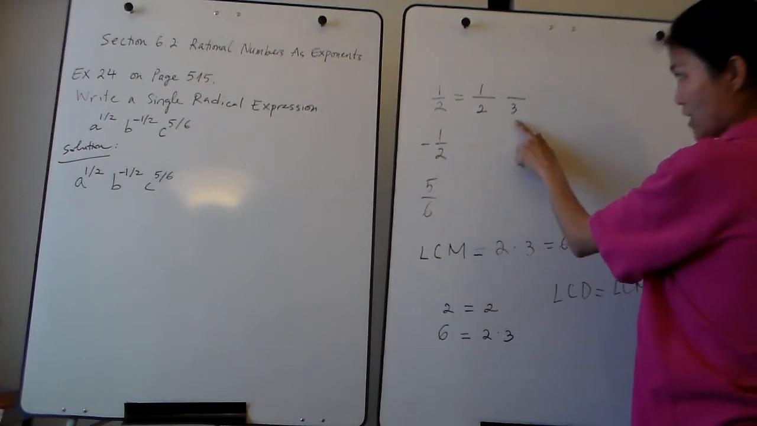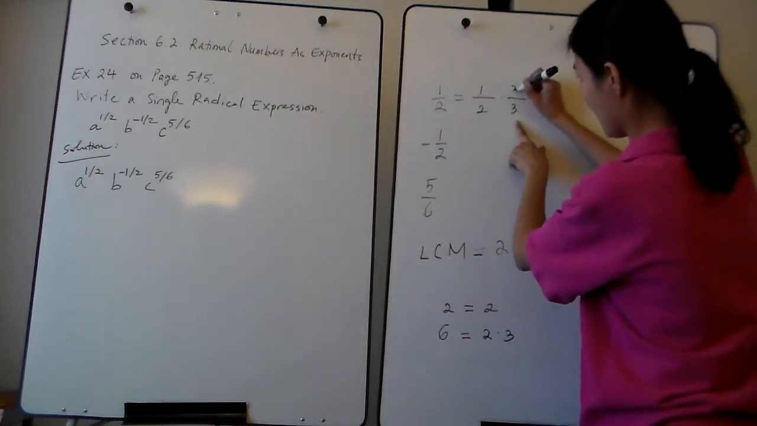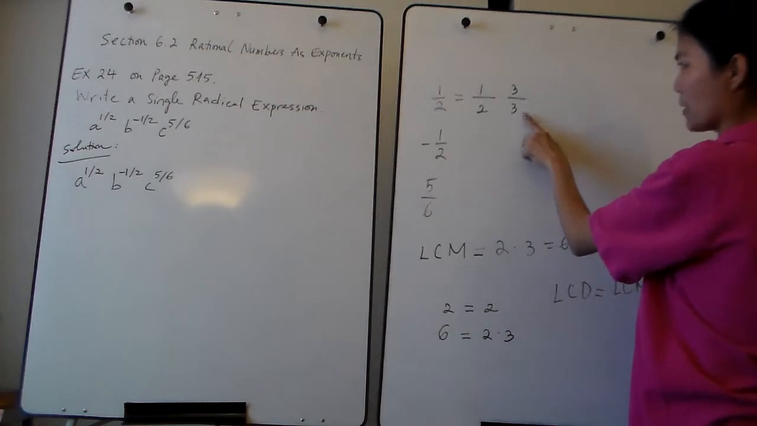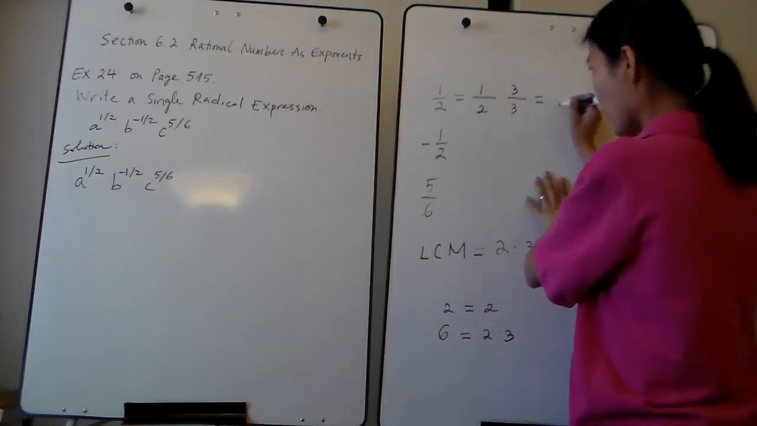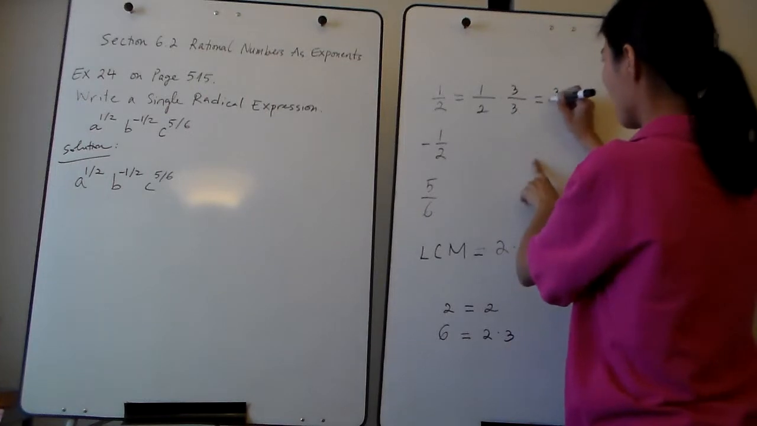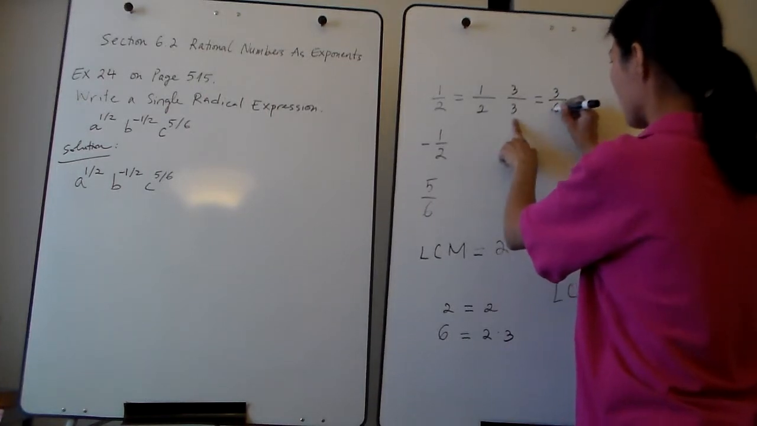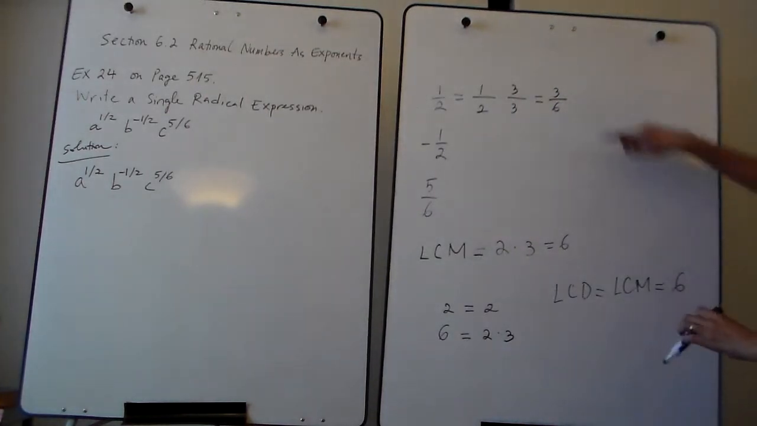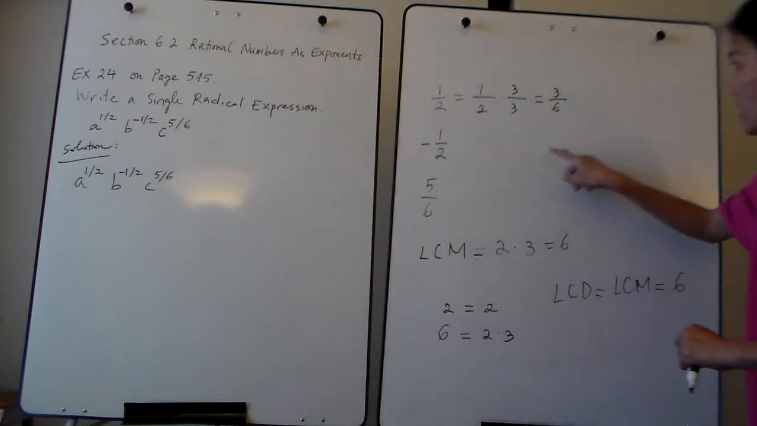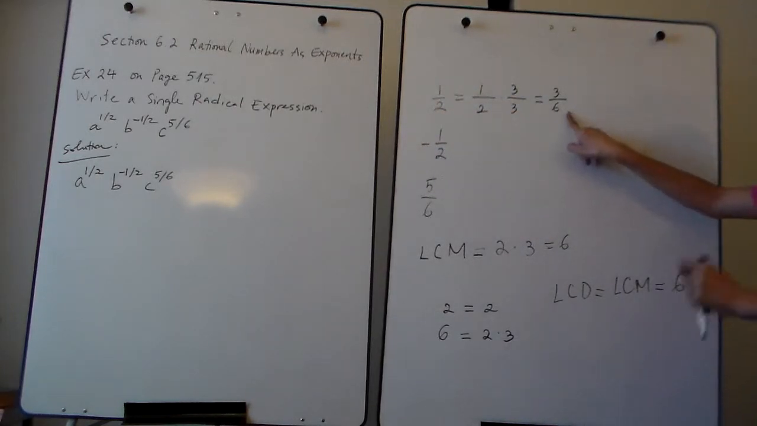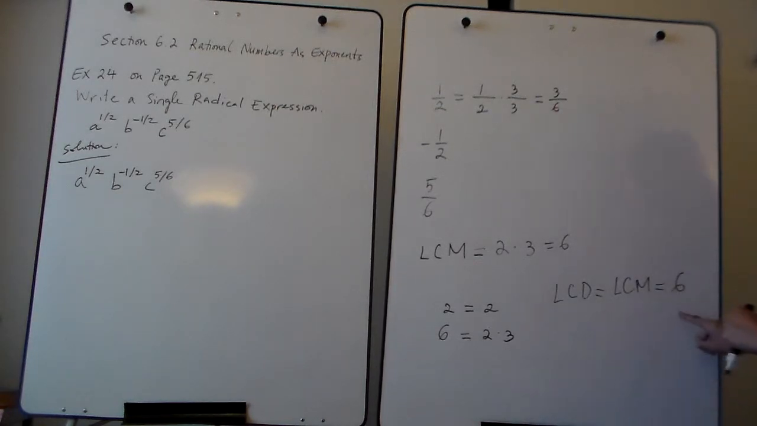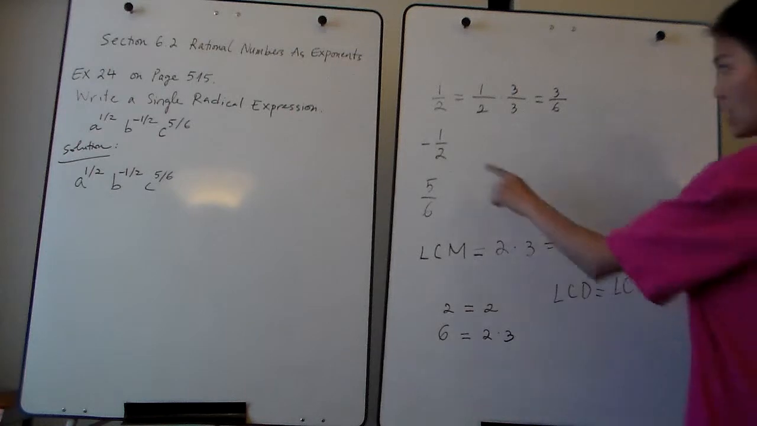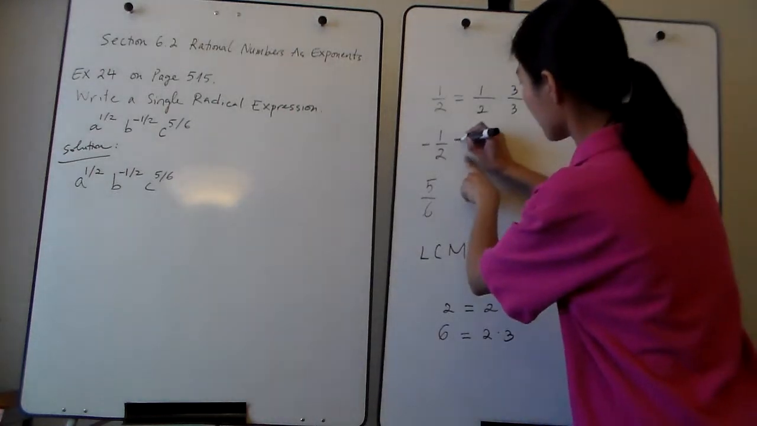But in doing that, you change the original problem. So to compensate, we multiply by 3 divided by 3, which is 1. 1 times 1/2 is 1/2. Simplify, we get 1 times 3 is 3, divided by 2 times 3 is 6. Now you see 3/6 is the equivalent form of 1/2. The special thing about this form is that its denominator is the LCD 6. That's what we want. How about -1/2?